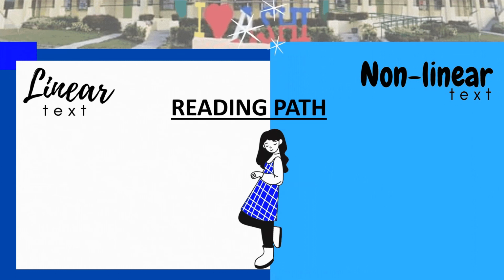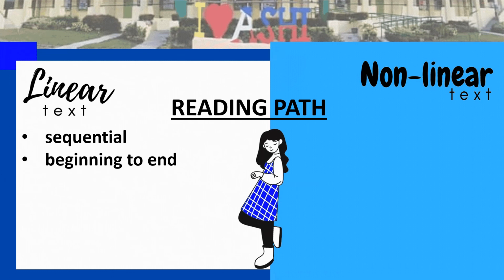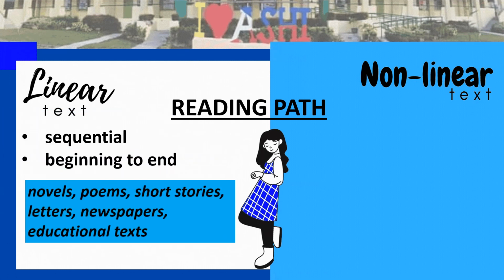A linear text refers to the traditional text that needs to be read from beginning to end, and in order to make sense of its content. It follows a sequential reading path where the reader tries to make sense of the text through grammatical arrangement and relationships of words. The common examples of this type include novels, poems, short stories, letters, and educational texts.